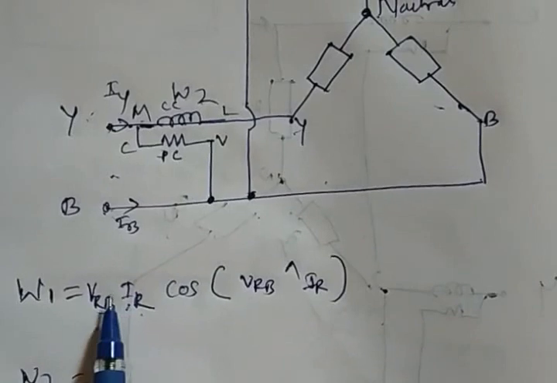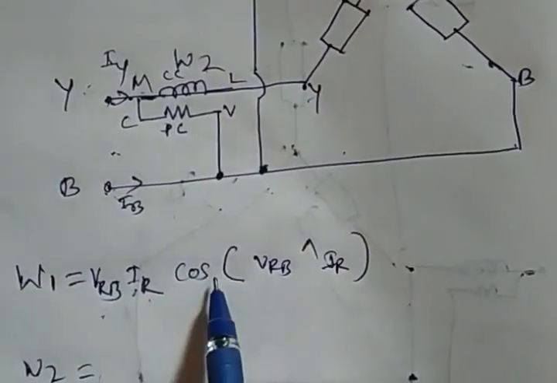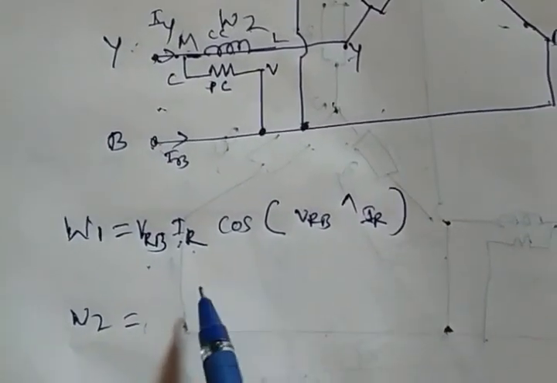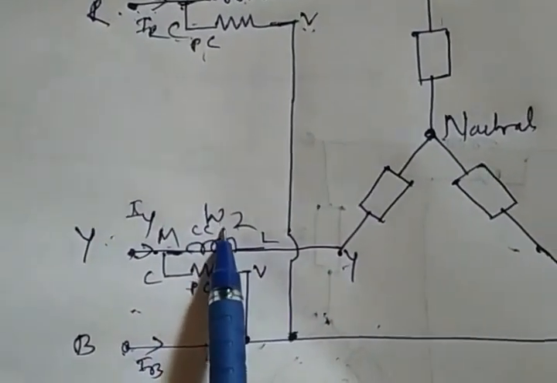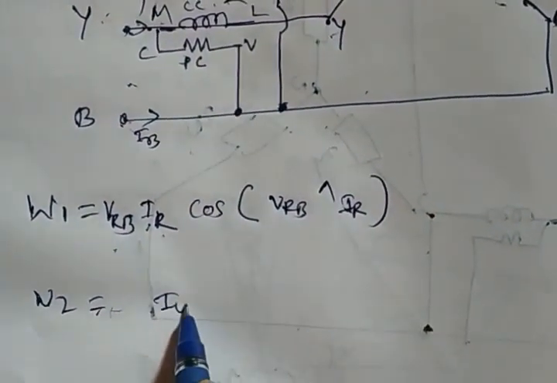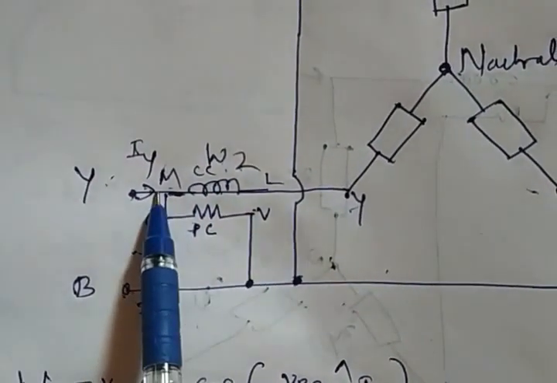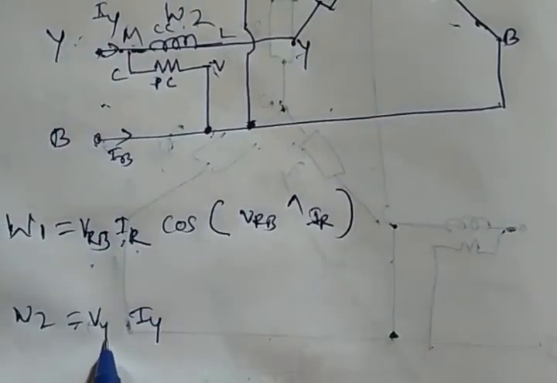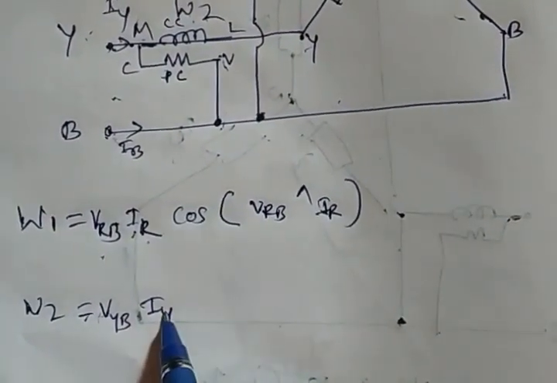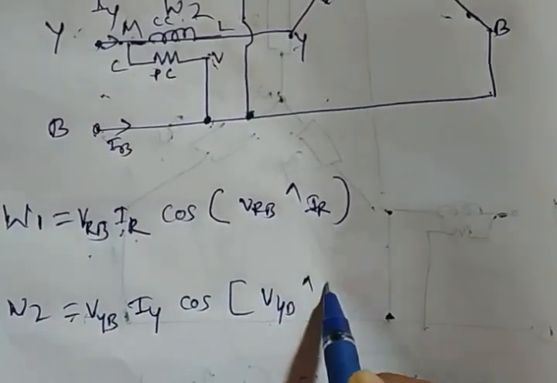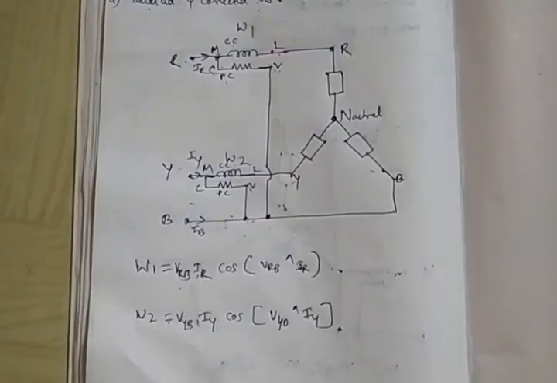What is the angle between V and I? Cos of this means the phase angle between V and I, that we need to calculate. W2: similarly, the current flowing through W2 is IY. What is the voltage? One terminal of V is connected to Y and the next terminal is connected to B. That is VYB into IY into cos of the phase angle between VYB and IY.